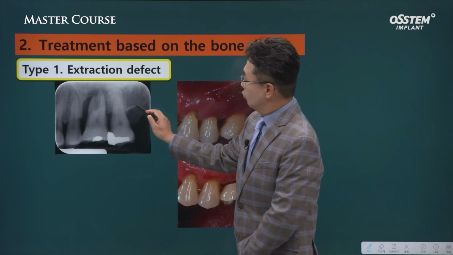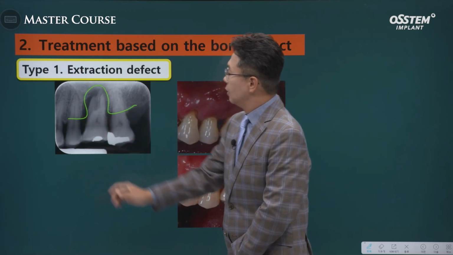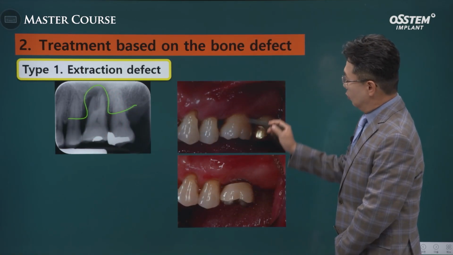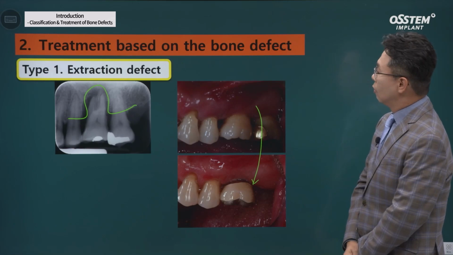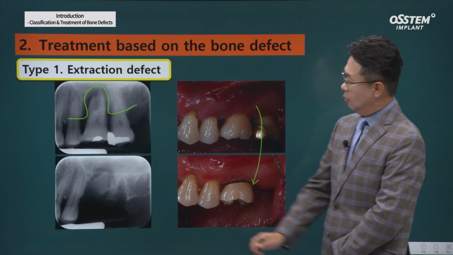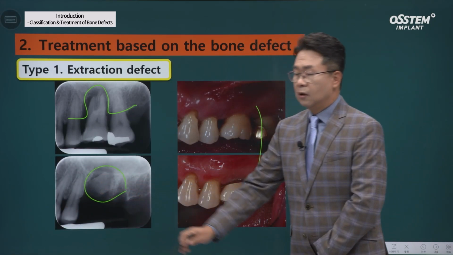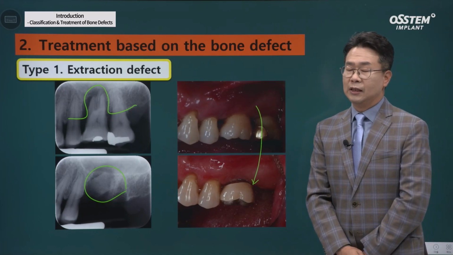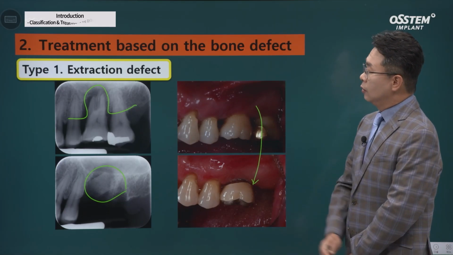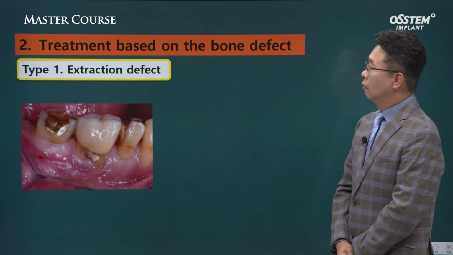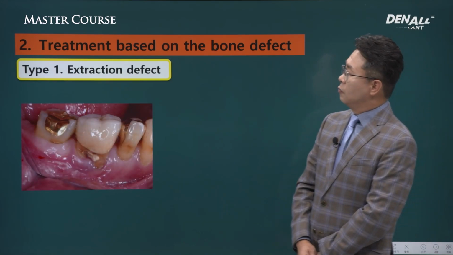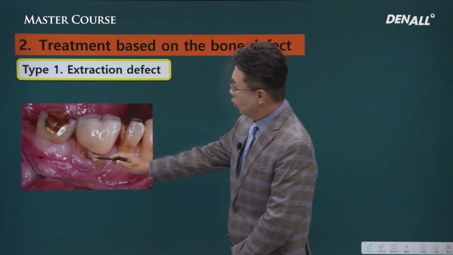In my case, if there is a significant bone deficiency, in a lot of cases, I restore it like this. I've used, in this case, socket preservation. How to do this kind of treatment? This is a similar case.